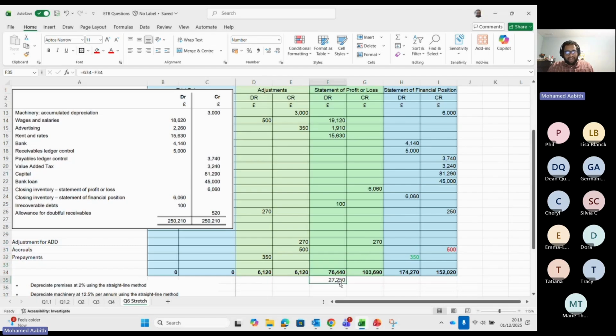Now the profit at the moment is 27,250, debits minus credits. So here 27,250 pounds, and that will give me this amount, same again, 27,250 pounds, and that should match my trial balance and my statement of financial position. Oh, it's out by some considerable amount. I think it's about £5,000. So where did I make the mistake?